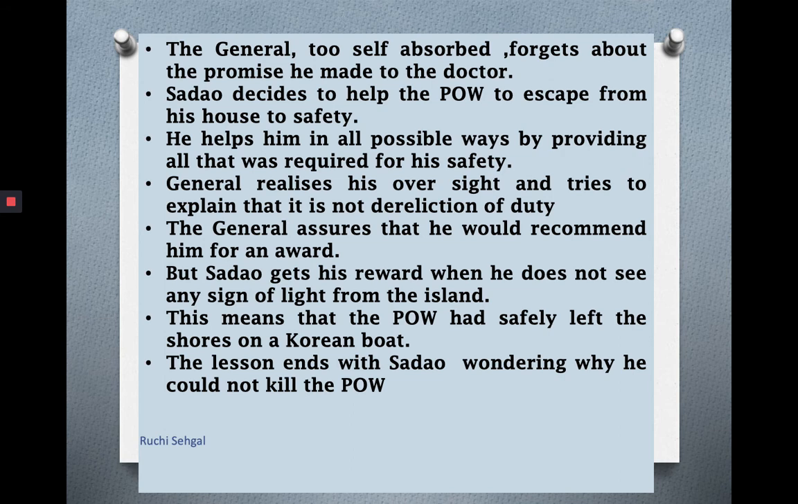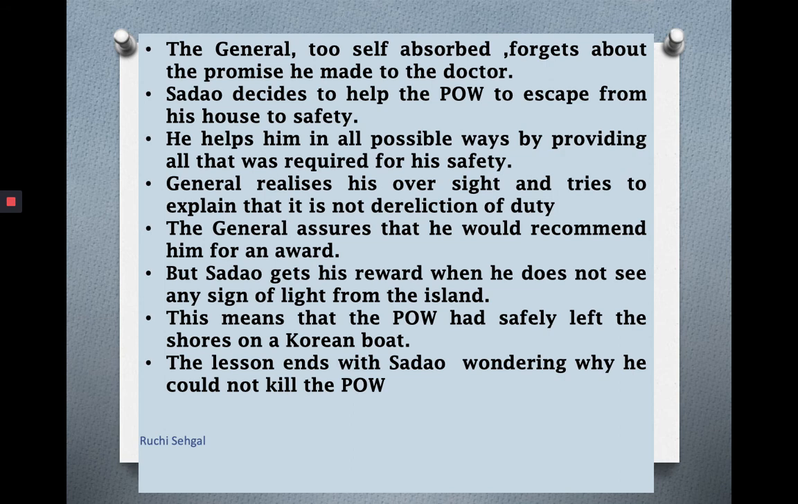And finally, he feels, I cannot take it any longer. And as a result, he helps the POW to escape from his house to safe shores. And he helps in all possible ways. He arranges for a stout boat, he arranges for food, water, quilts, gives him a torch, gives him precise instructions, and tells him clearly, "If your food runs out before you catch a boat, signal me two flashes at the same time." I'm reading from the chapter, by the way, page 44.